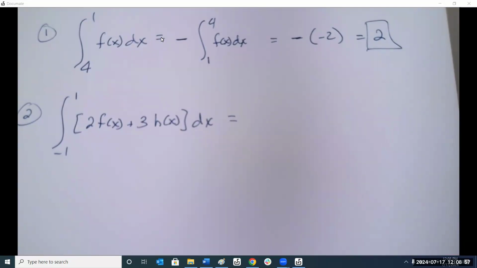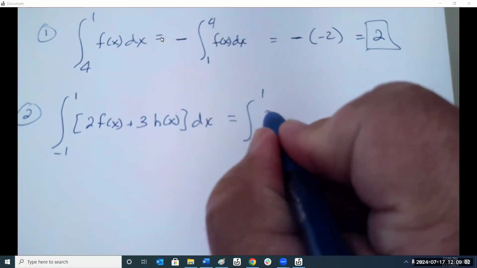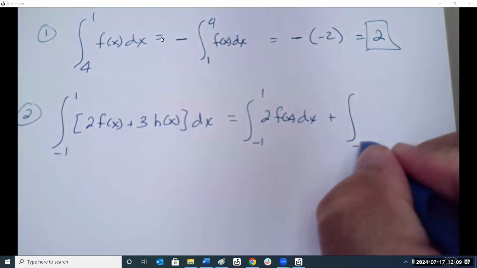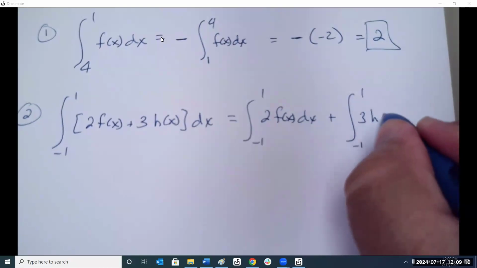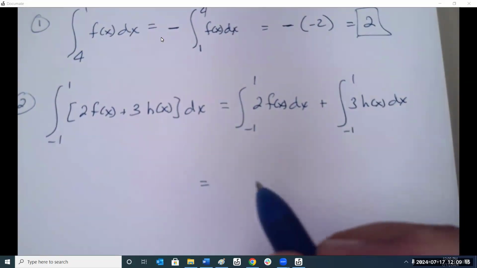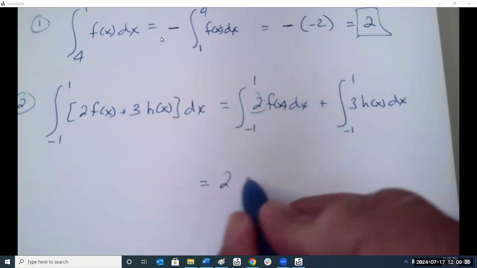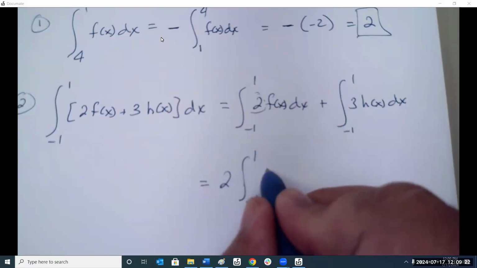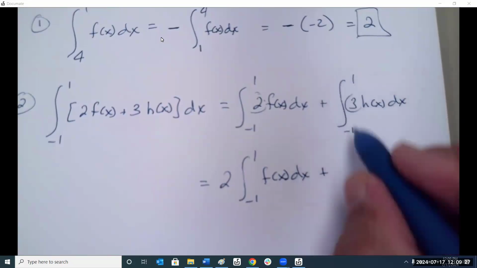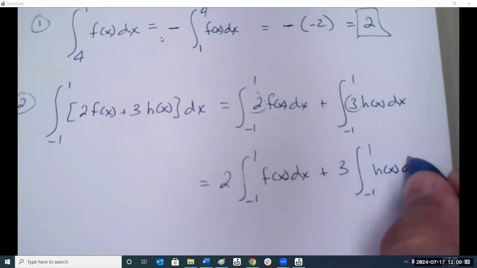Using the properties, we can always split them up. Since that's the sum, we could break them up: the integral from -1 to 1 of 2 f of x dx plus the integral from -1 to 1 of 3 h of x dx. Two is a constant multiple, so it can go out in front of the integral from -1 to 1 of f of x dx. Same with the 3, it can go out in front of the integral from -1 to 1 of h of x dx.